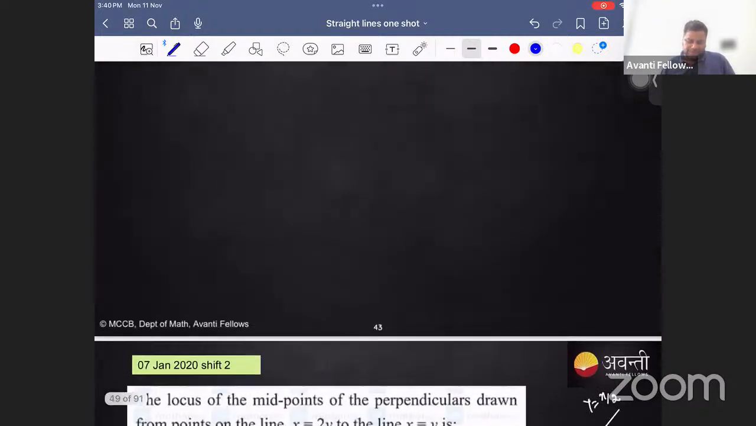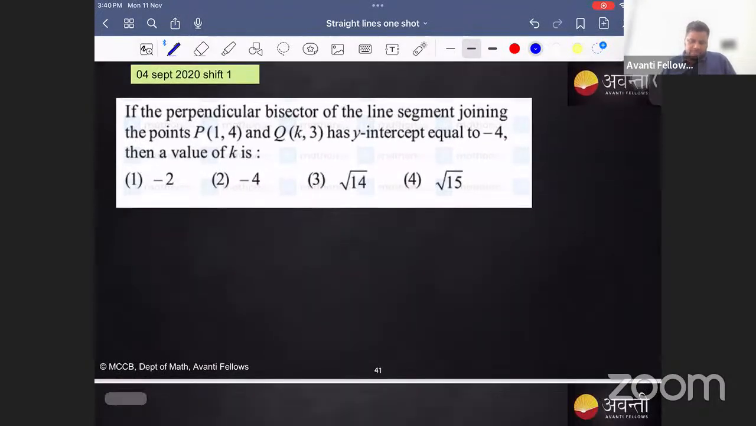Done. Now, let's go. If the perpendicular bisector of the line segment joining point this and this has y-intercept equal to -4, then the value of k is. Quickly do.